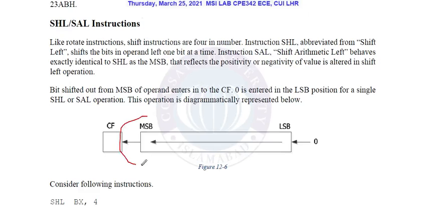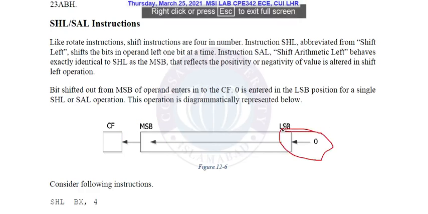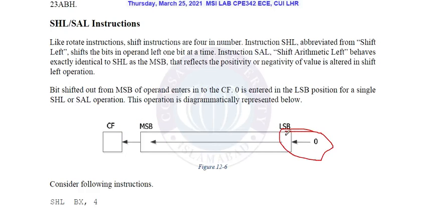In that case, the MSB will be transferred to the carry flag, and a new bit, that is basically 0, will be inserted at the LSB location, and the bit placed at LSB will move to the next location. Similarly, the bit placed at the second location will move to the third location, and so on. The bit placed at the MSB point will transfer to the carry flag.